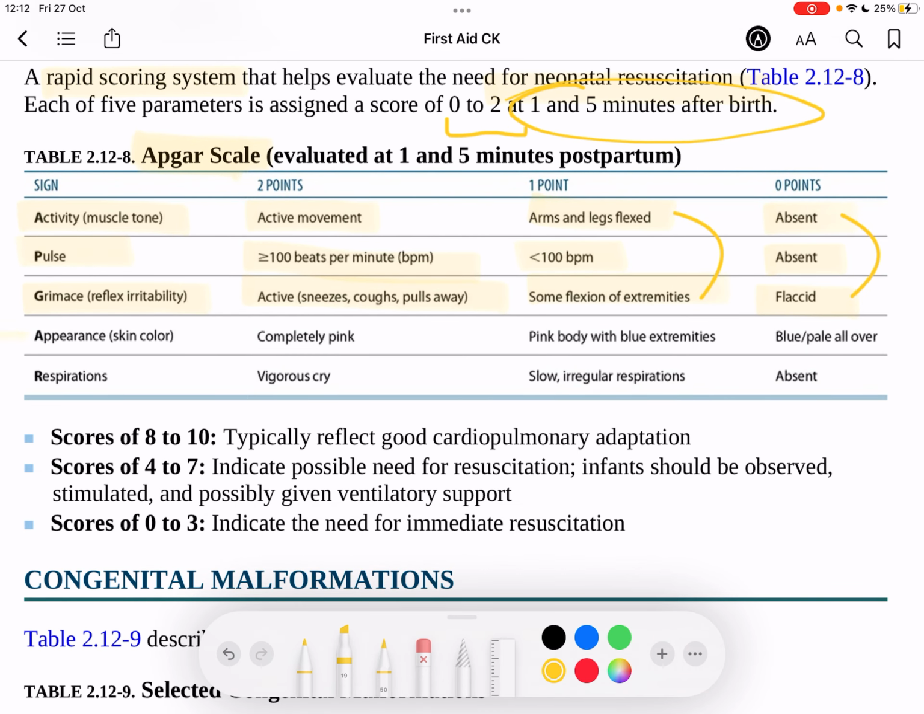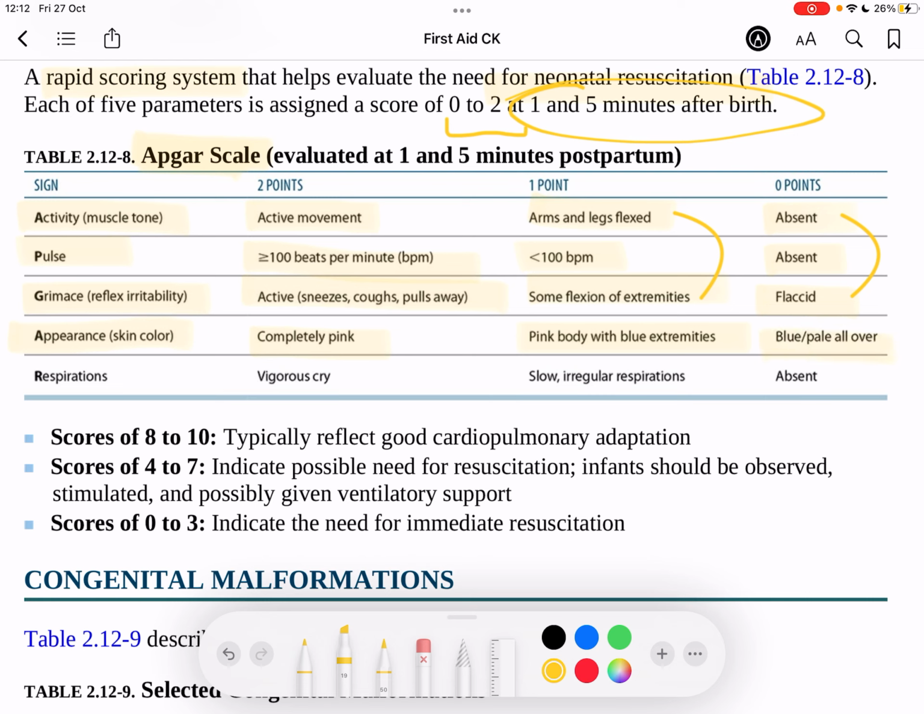The second A is appearance, so skin color. So fetuses, when they're born as babies, they should be pink all over, okay? So that would be scored on 2 points. If they have cyanosis or pallor in the extremities, this gives them 1 point. And if they're diffusely pallor or diffusely cyanosed, this is 0 points.